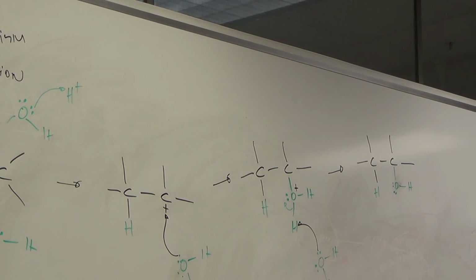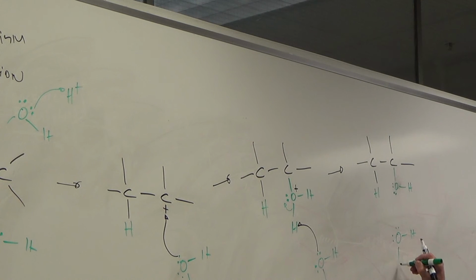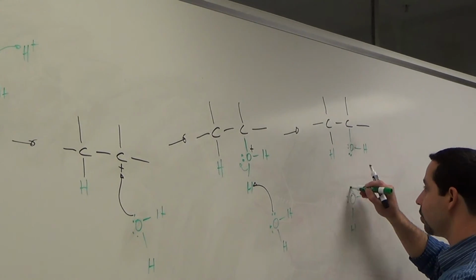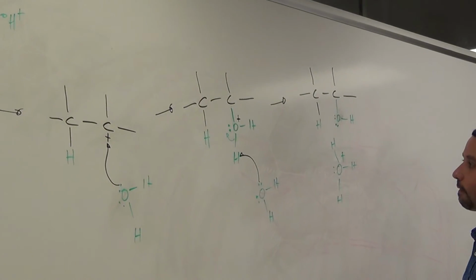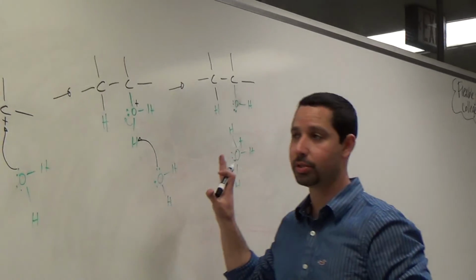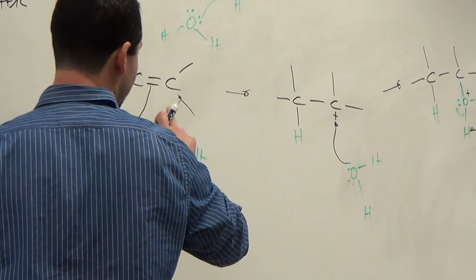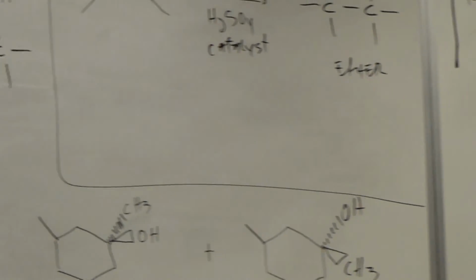And what else did it generate? Hydronium. This was like that before the water picked up the hydrogen. Once it picks it up, one of these electrons was used to make that bond, and this is once again H3O plus. And H3O plus was the beginning of this thing. This is why we only need catalytic amounts of sulfuric acid. Okay?